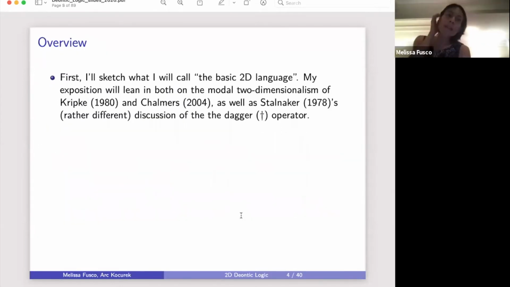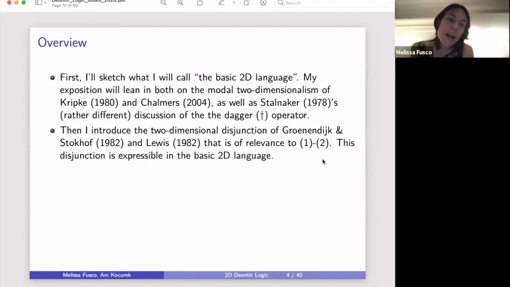So first, I'm going to sketch what I'll just call the basic 2D language. My exposition on that leans on the two-dimensionalism of Kripke and Chalmers, but maybe in particular on Stalnaker's Assertion, where he has a pretty different discussion of the dagger operator and diagonalization, which is an important concept for Stalnaker for lots of applications, actually.